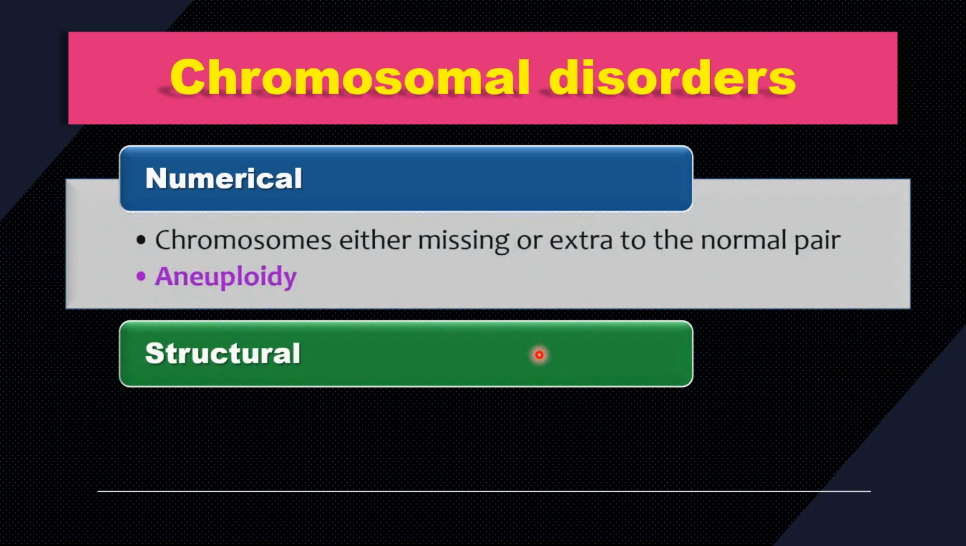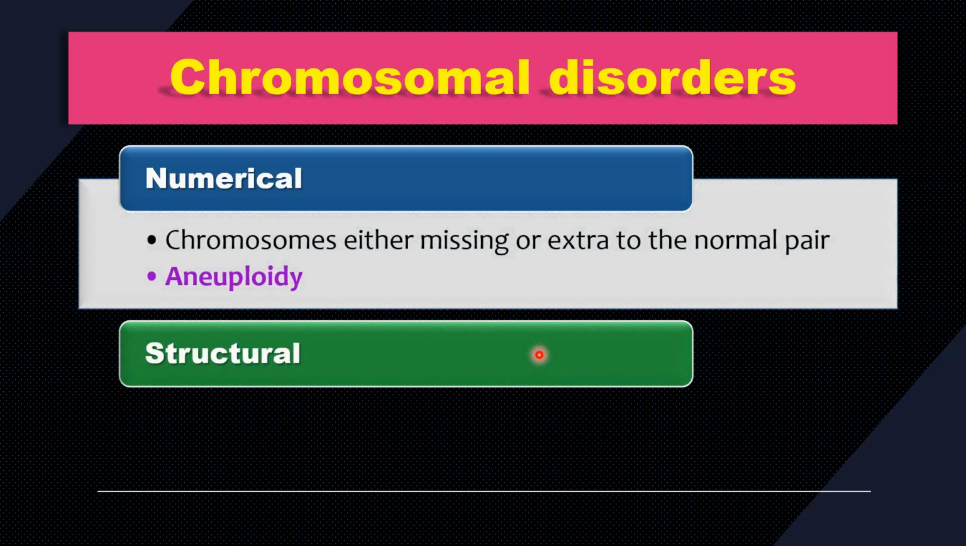Numerical chromosomal disorders mean that among the 23 pairs, there may be one copy missing, or there may be one or two or three copies added to the normal pair. These numerical chromosomal disorders are referred to as aneuploidy. Aneuploidy means missing or addition of copies of the chromosome to the normal 46 chromosomes.